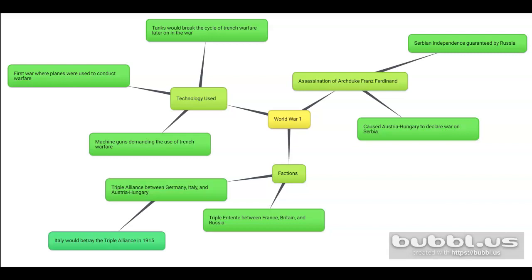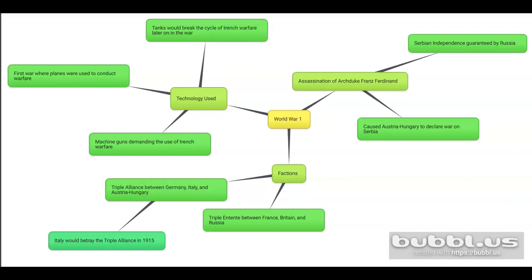However, Serbia had their independence guaranteed by Russia. So Russia declared war on Austria-Hungary. Austria-Hungary pulled in Germany and Italy. Russia pulled in France, and France pulled in Britain. And it just went from there. That's how World War I started.